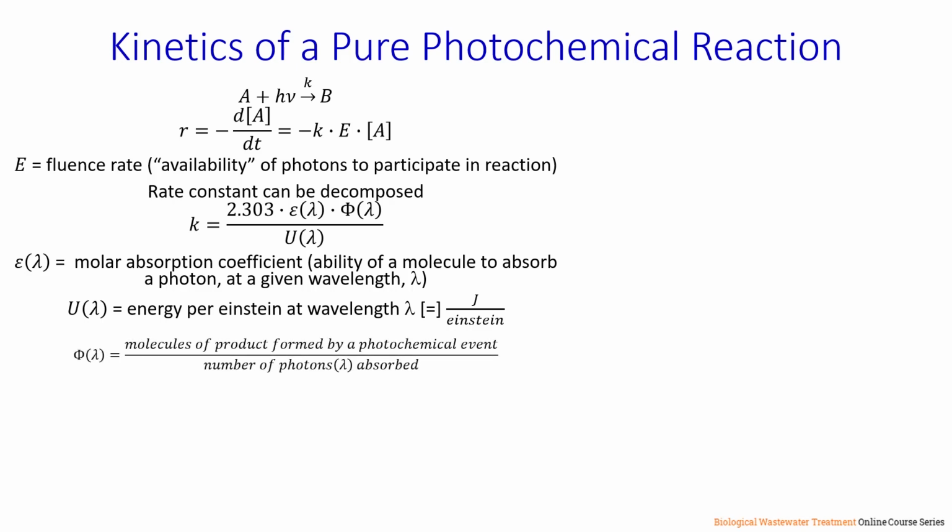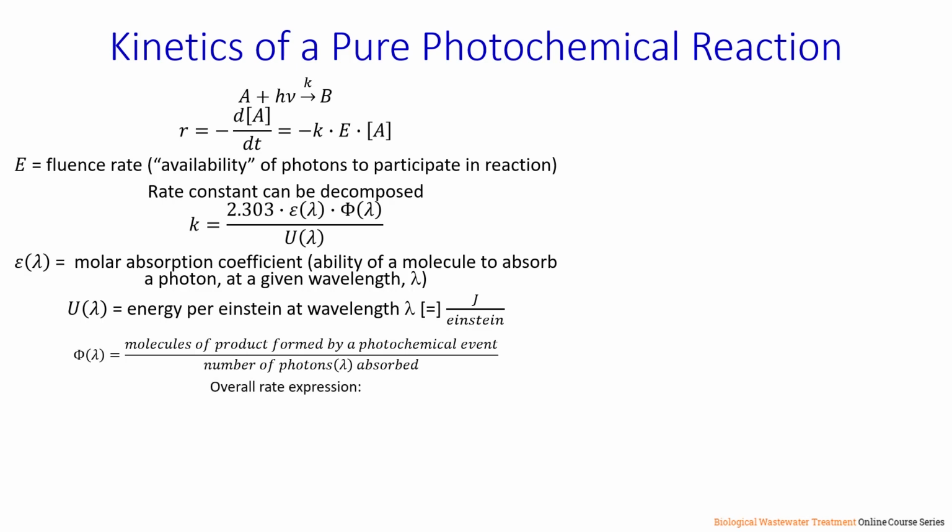And then the last term that's been presented here is the so-called quantum yield, phi, again, which is a function of lambda. The quantum yield, phi, represents the ratio of the number of molecules of product formed by a photochemical event to the number of photons absorbed. Again, there is an equivalence between molecules and photons in this process.